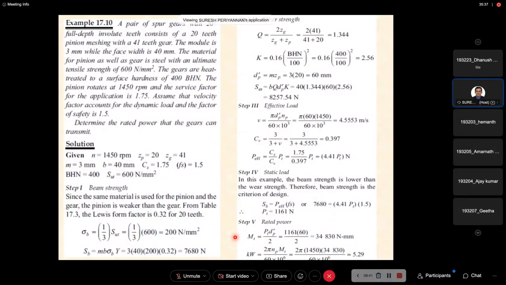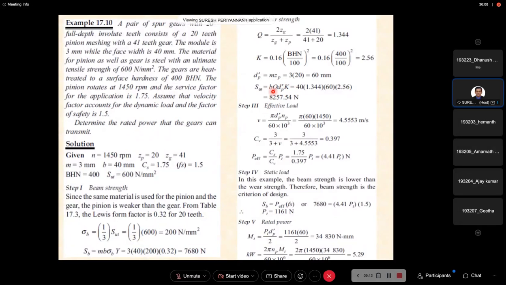Why are we finding wear strength here? Because the lower value is the one that should be considered for the design, so we consider wear strength also. The equation we already discussed is b Q dp K. b is the face width, Q is the ratio factor, dp is the pitch circle diameter of the pinion, and K is the load stress factor.